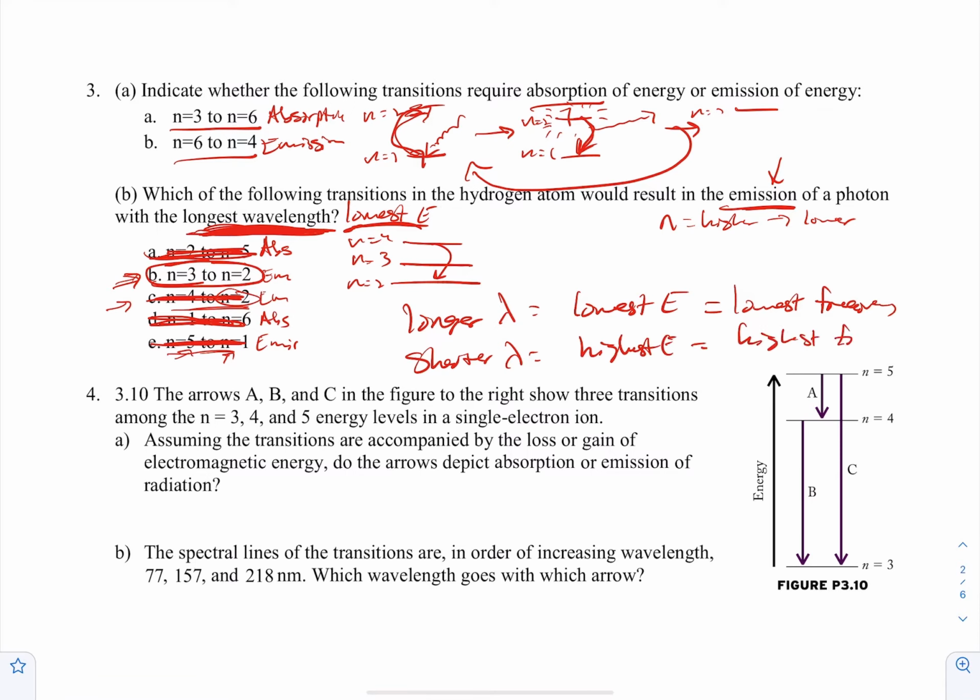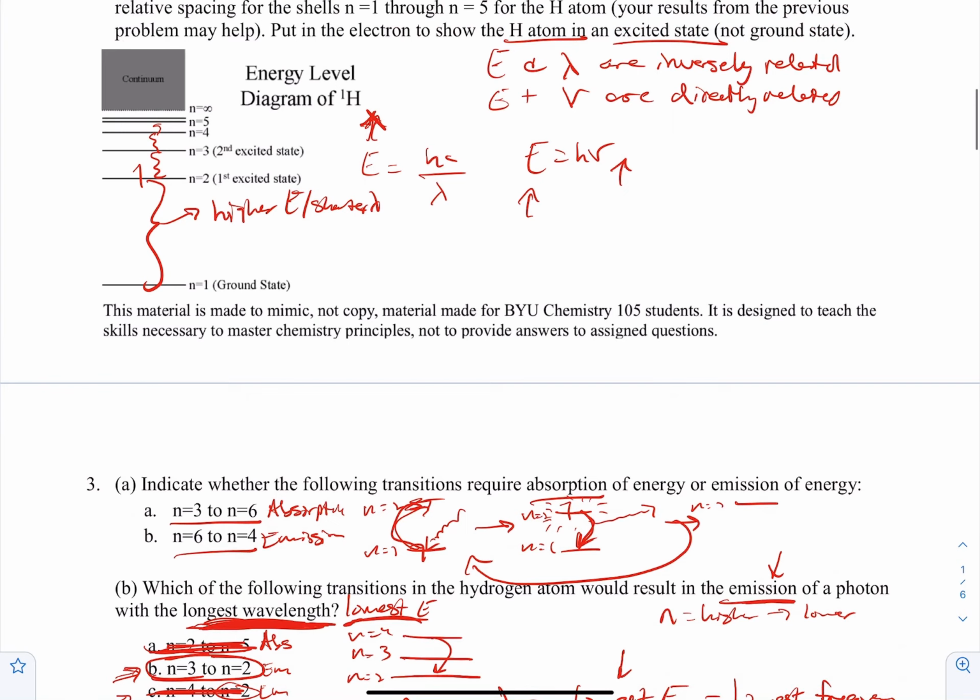Okay, so anytime they say the longest wavelength, what are they saying? They're actually saying the lowest energy, and it's easier to think of it in terms of energy when you're looking at these diagrams that show it in terms of relative energies and transition states.